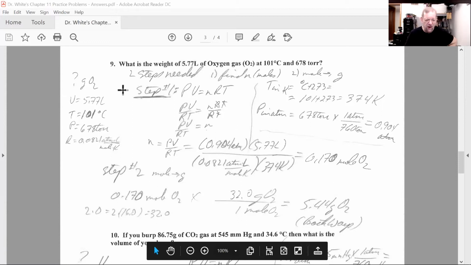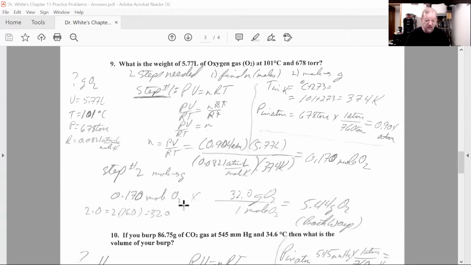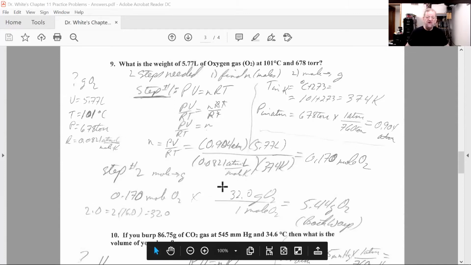But I want grams of oxygen. So second step, moles to grams. I have this many moles, I want to get the grams. Use your good buddy, your good friend, unit analysis. What we're trying to get to goes on top, grams of O2. What we're trying to get rid of, moles of O2, goes underneath. Where do I get the numbers for that ratio?